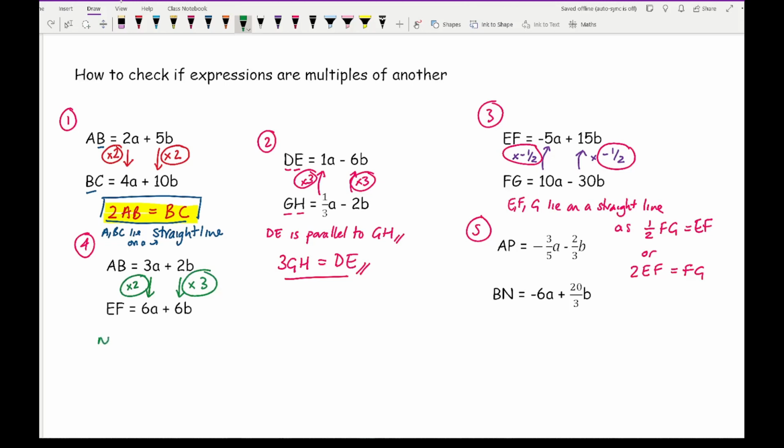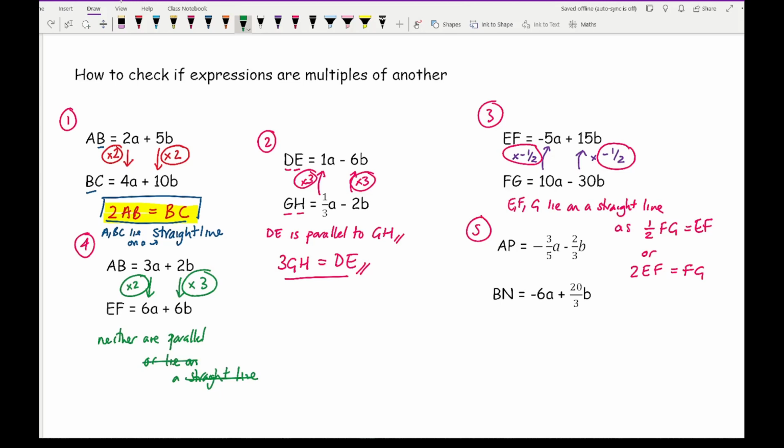So neither are parallel or lie on a straight line. Now because there's no common letter, it's going to be the fact that they're not parallel. So this statement here is kind of pointless. And then moving on to the last one.